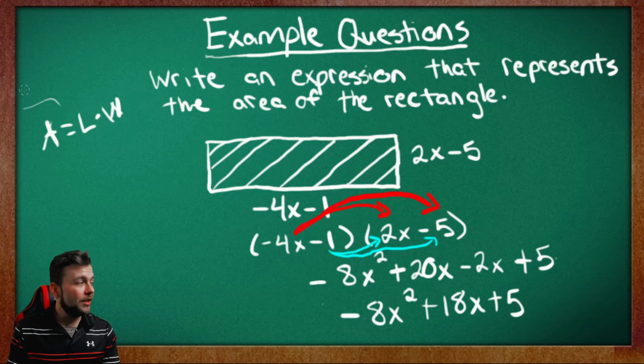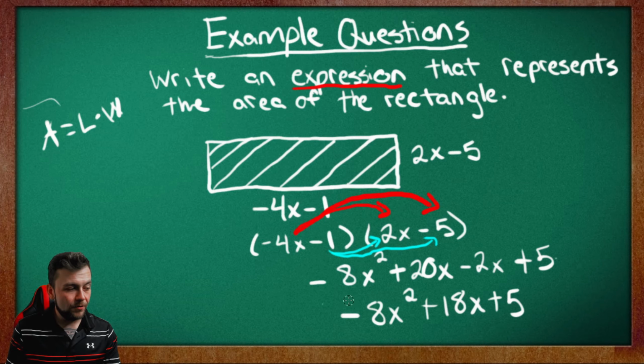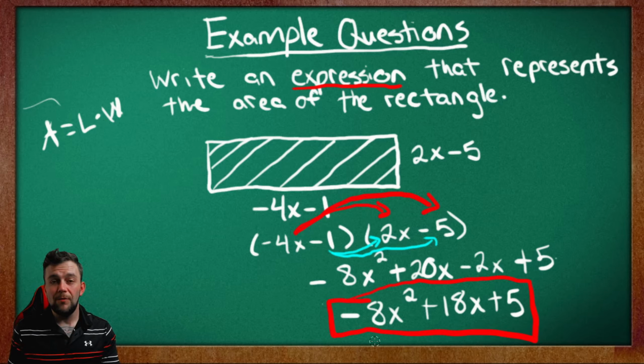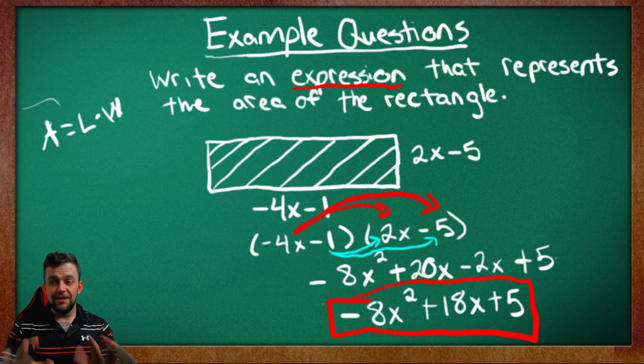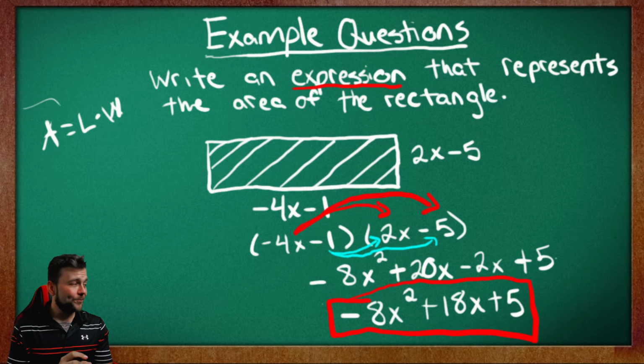Okay, and that's it. You're done. All I asked for is the expression, right? So go ahead, circle your answer, and you have finished this problem. Another example done. Pretty nice. Pretty awesome. Okay. Everybody doing okay?